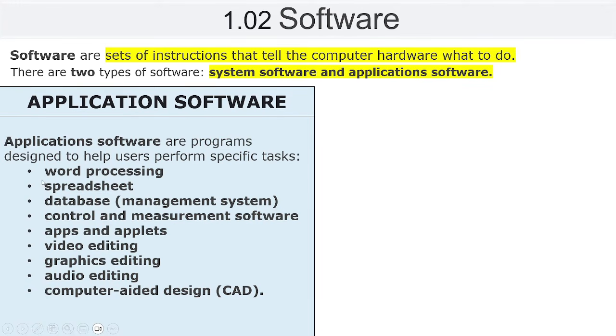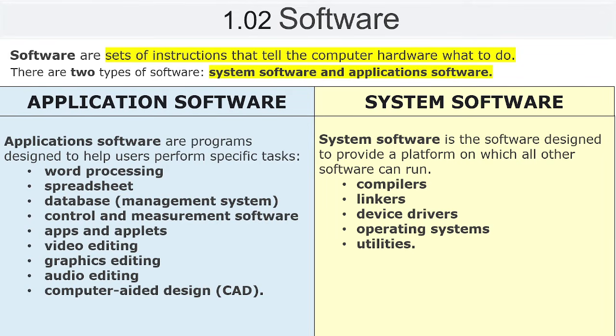So when you are asked to answer questions on this, you don't mention, for example, word processor, you don't mention Microsoft Office. That's an example of word processing software. Then spreadsheets; an example will be Excel. Then we have database management tools or software, then control and measurement software. And then we have other apps that you have in your computers: video editing software, graphic editing software, audio editing software, and again computer aided design. These are all types of application software.